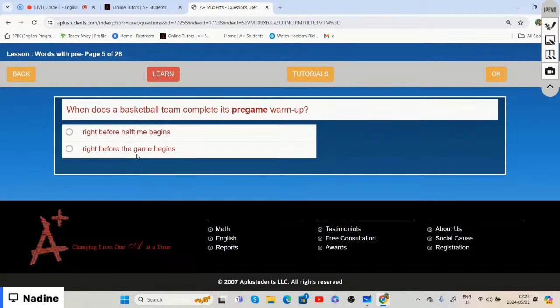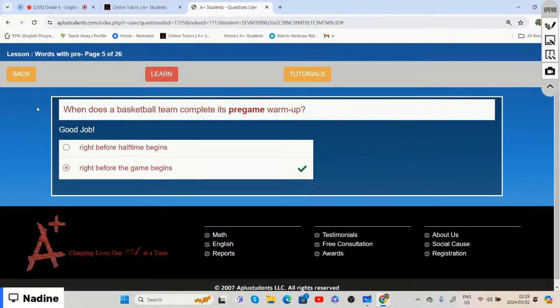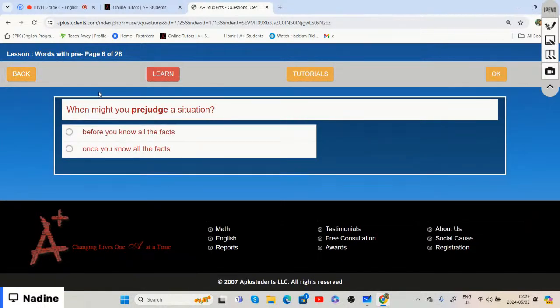All right, and we will say right before the game begins, because that is a pre-game warm-up. So before the game begins. So well done, that is correct.